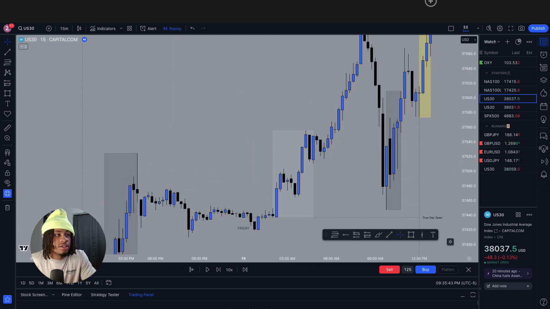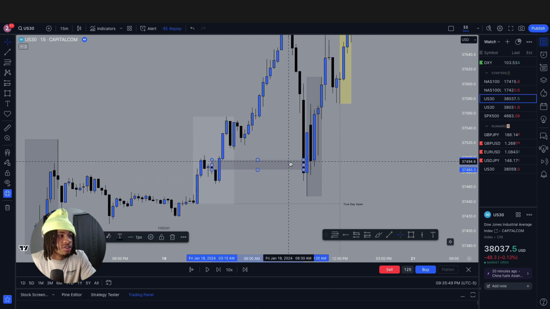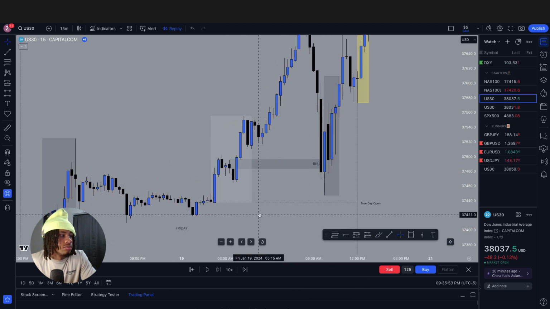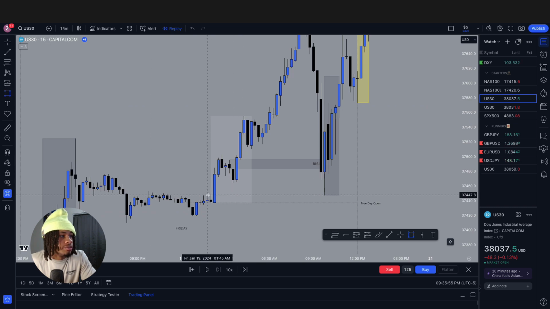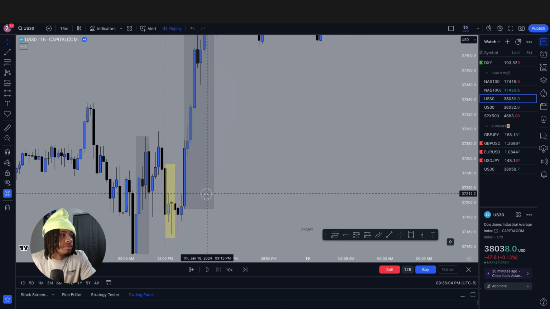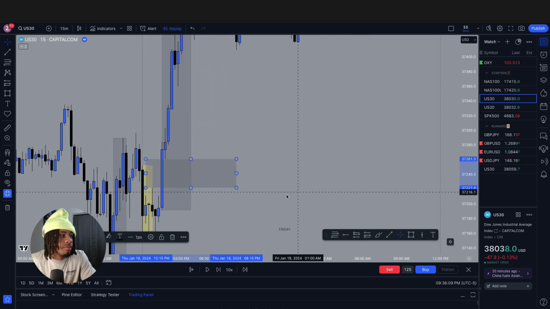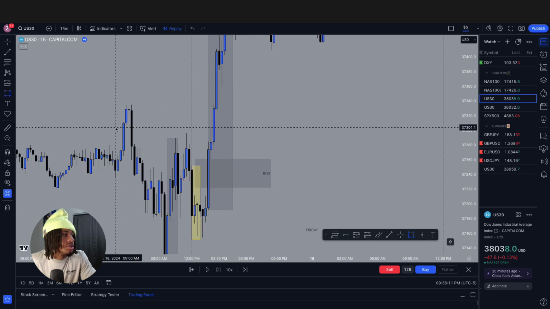We see a BISI here, buy side imbalance, sell side inefficiency. We see another one here. We see another one here. It's a fair value gap. We have another BISI here. We have a SIBI here.